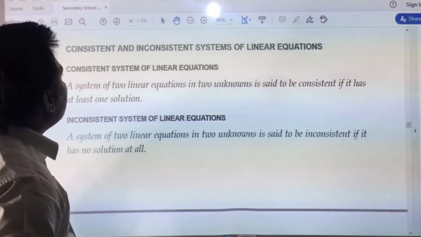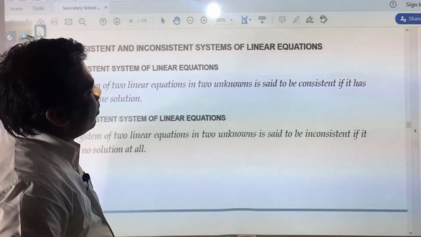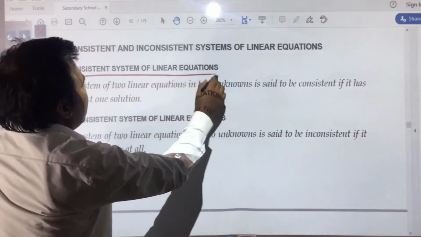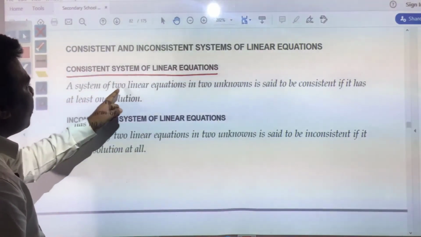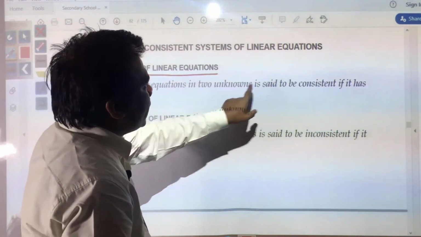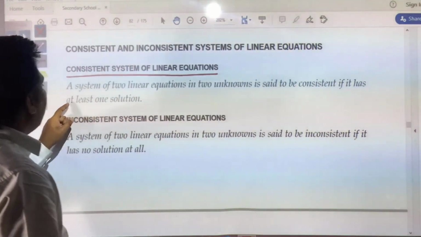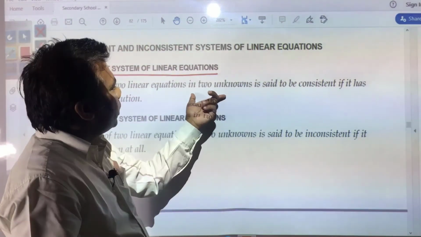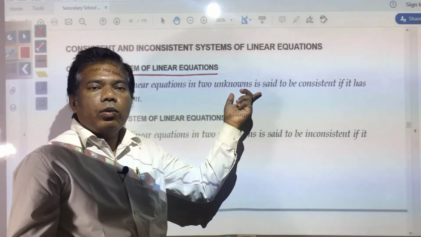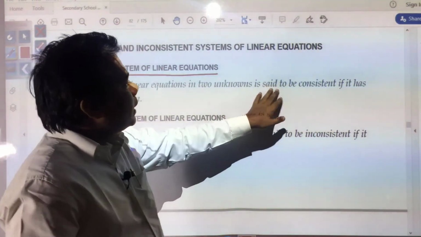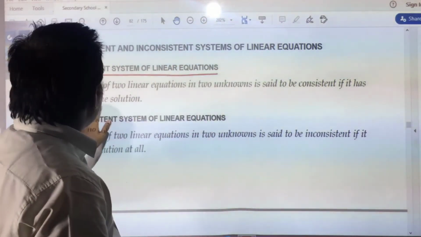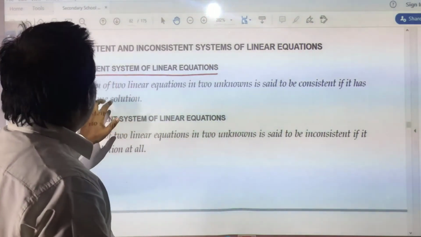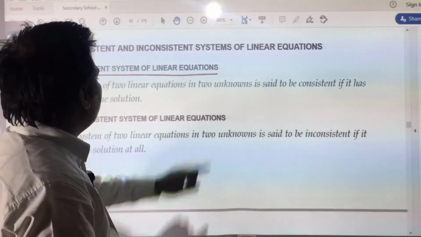Next, you have consistent and inconsistent systems of linear equations. This is very important. Consistent system of linear equations: a system of two linear equations in two unknowns is said to be consistent if it has at least one solution. A system of two linear equations in two unknowns, meaning two variables x and y, is said to be consistent if it has at least one solution. At least one solution you must get. Then that will be called a consistent system of linear equations.